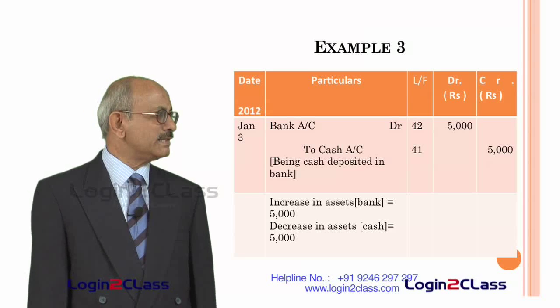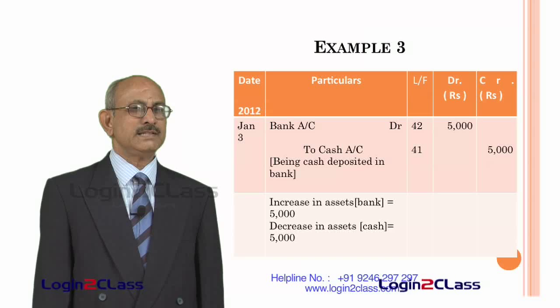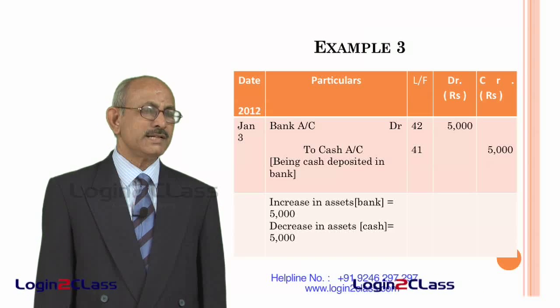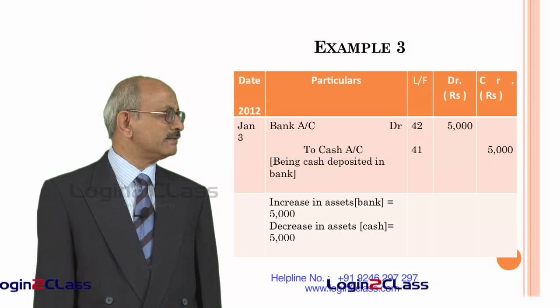So there is an increase of one asset and a decrease of another asset. So they cancel each other. Therefore there is no change in the left hand side of the equation. Therefore there is no need for any change on the right hand side of the equation.